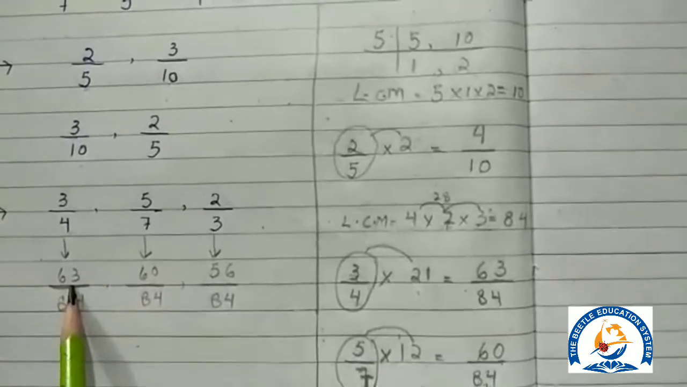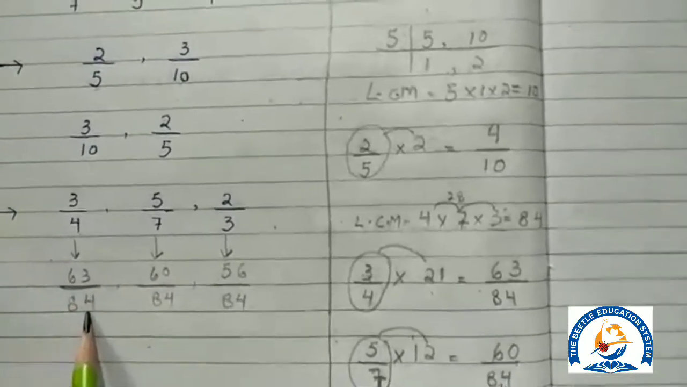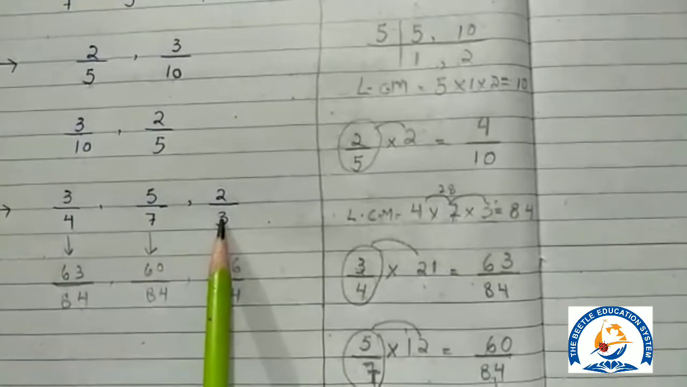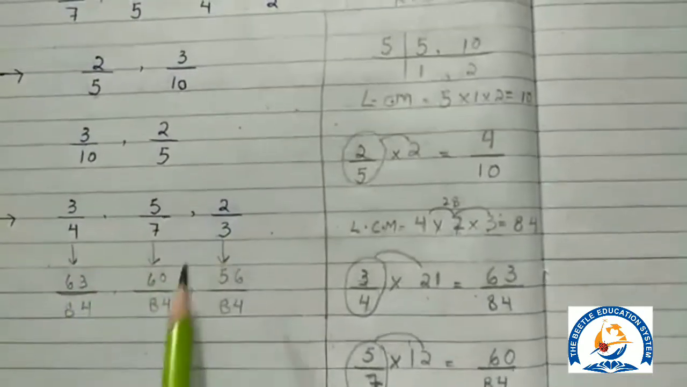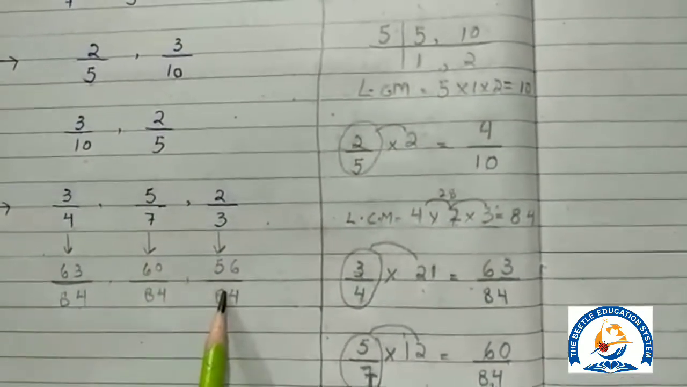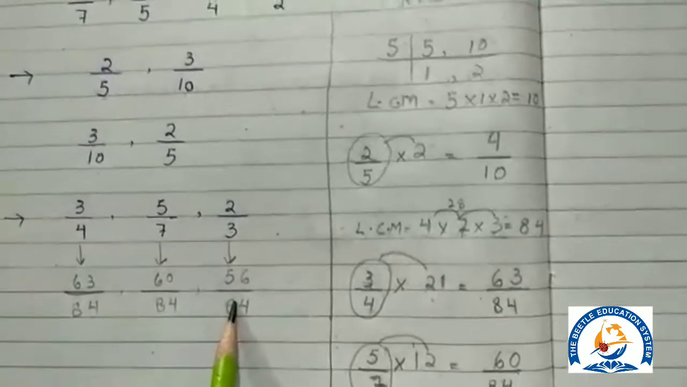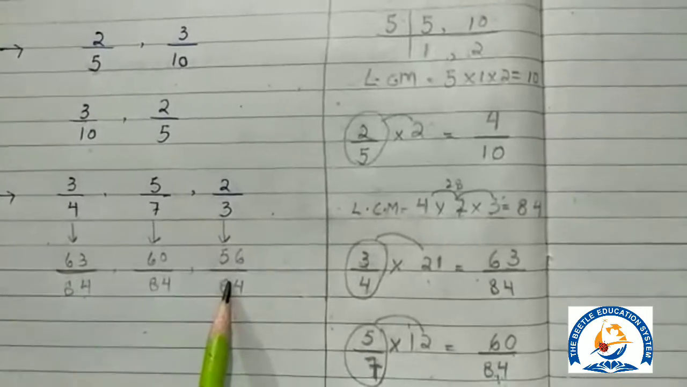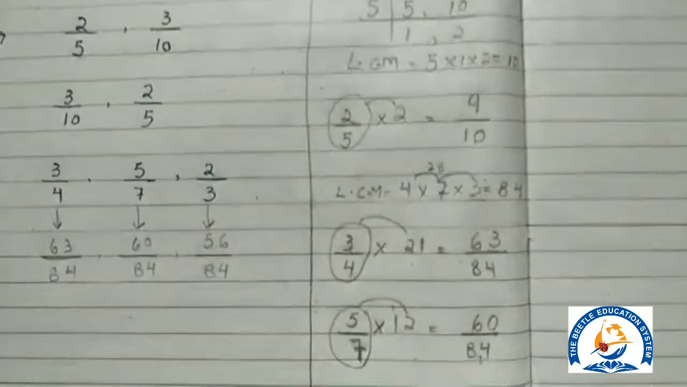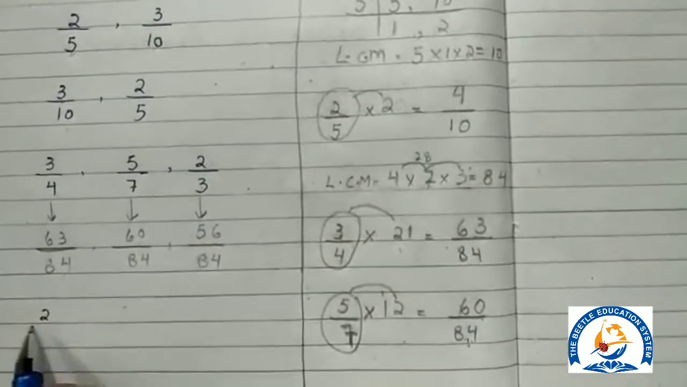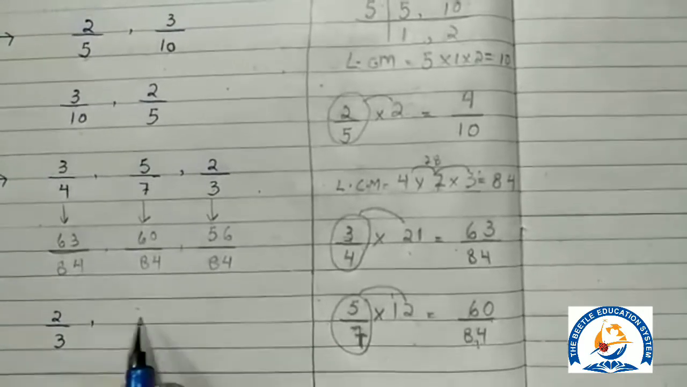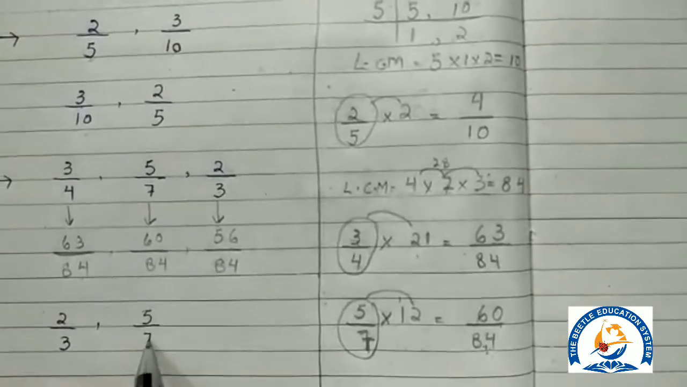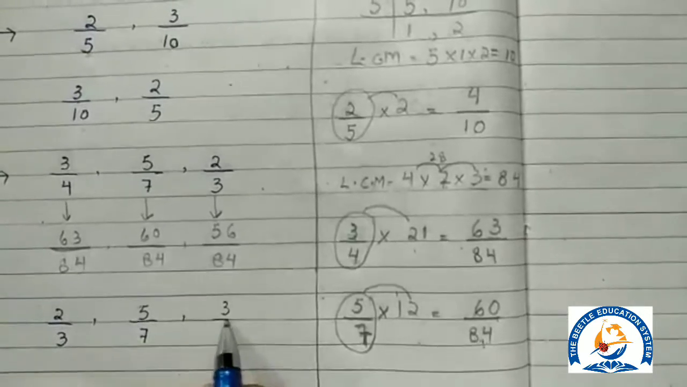So we will not write these fractions, but we will write the real fractions, because in the question we had these fractions, not these. These are the equivalent fractions we find to check which is the greater and which is the smaller fraction. So here the smallest fraction is 2 upon 3, then 5 upon 7, and then 3 upon 4.